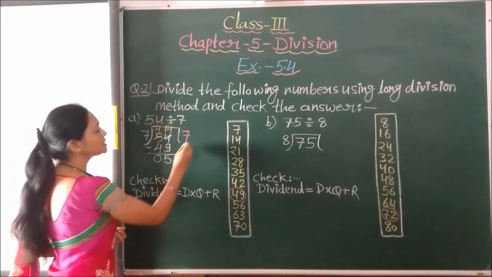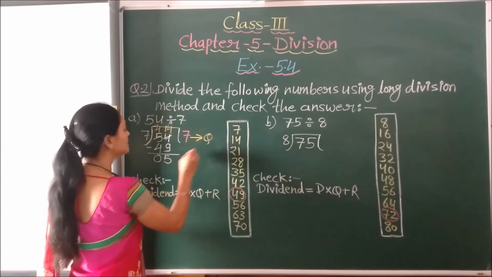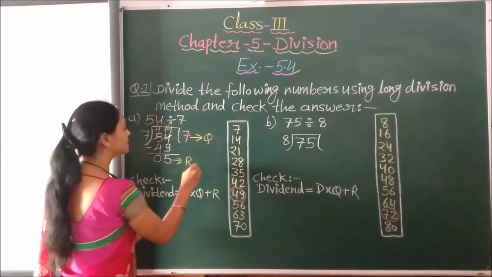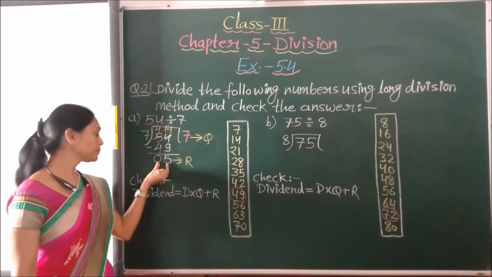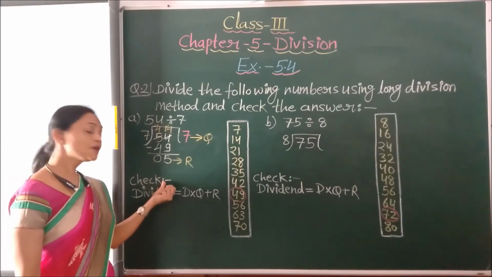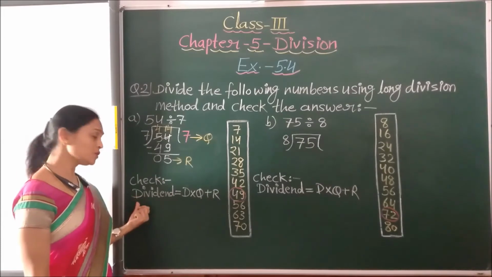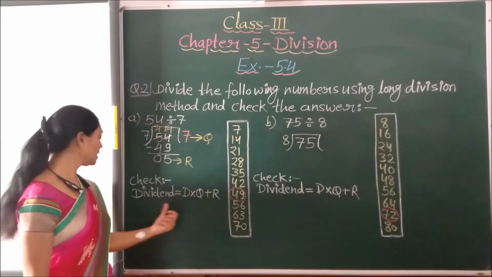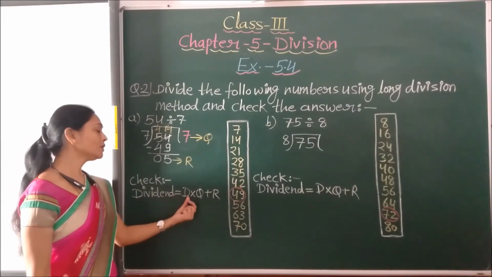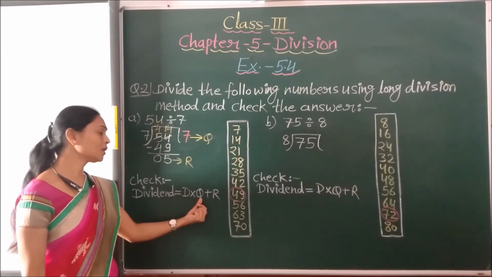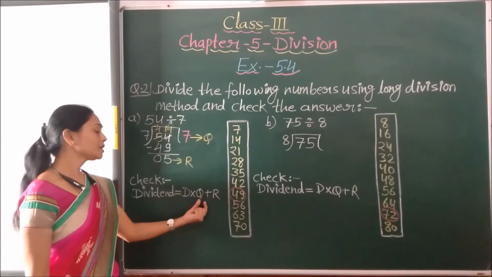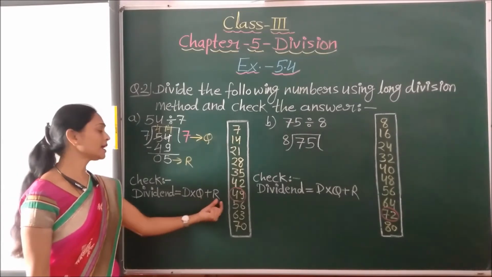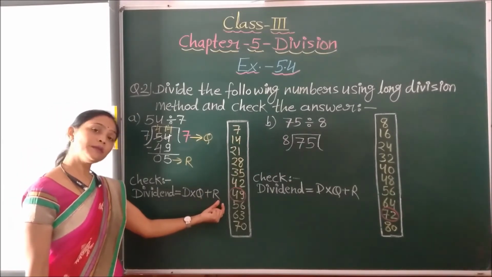So what is the quotient? See, this is the quotient and this is the remainder. Yes children, quotient is 7 and remainder is 5. Now we have to check our answer. To check our answer we use this formula, children. See, dividend is equal to divisor multiplied by quotient plus remainder.